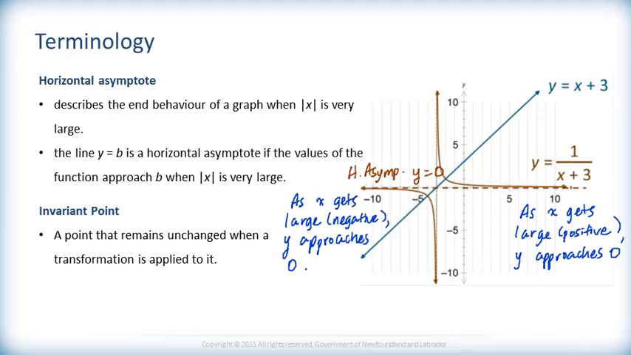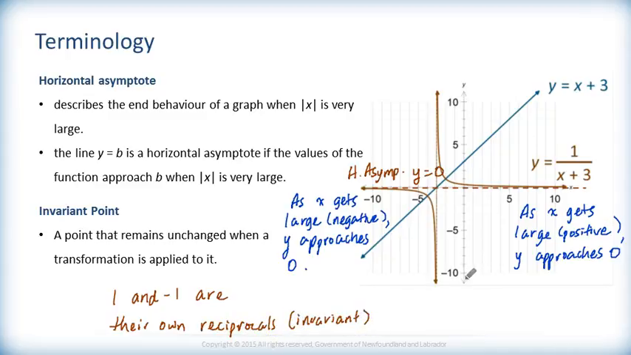Now an invariant point. Remember, 1 and negative 1 are their own reciprocals. So they're invariant. We learned about that in recording 1a. So we're interested in where the y values are either 1 or negative 1. That seems to occur right here at negative 2 and positive 1. So that's an invariant point. And we have a point here at negative 4, negative 1. That's also an invariant point.